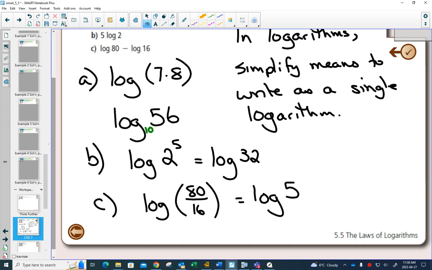Mental math. Liam, who are you going to pick? Braden. 0.5. Seems like a good example because we know that log 10 of 1 is 0. Log 10 of 10 is 1. 5 is between those two numbers, between 1 and 10. So 0.5, an excellent estimation.